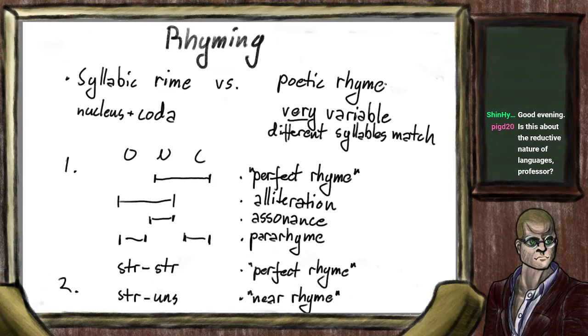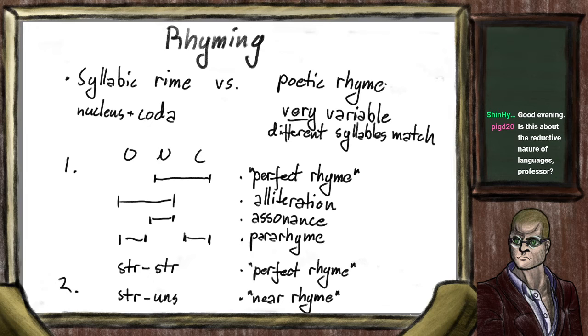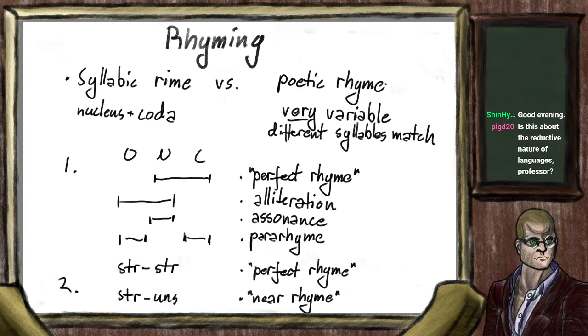there isn't really a mechanical definition for rhyme like there is for the syllabic rhyme, because this is more of a definition for use rather than any sort of mechanistic or functional definition. When you're talking about poetic rhyme, it basically means that different syllables match in some way. There are various ways, and some of these are found to be more valuable in poetry of different languages.